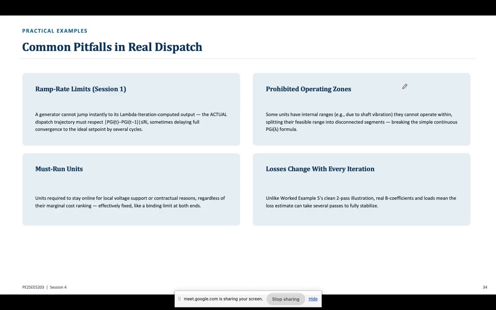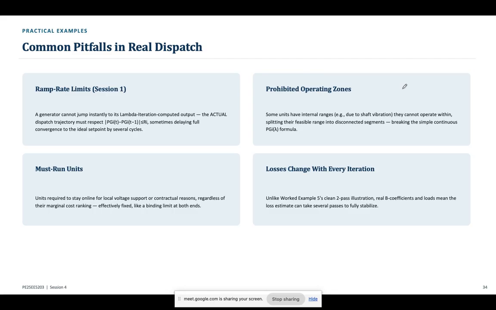So, must-run units illustrate another important distinction between economic preference and system security. A generator may be required to remain online because of voltage support, reactive power requirements, local reliability, control obligations, or other operational considerations. Its output may therefore be determined partly by system constraints rather than by its fuel cost alone.